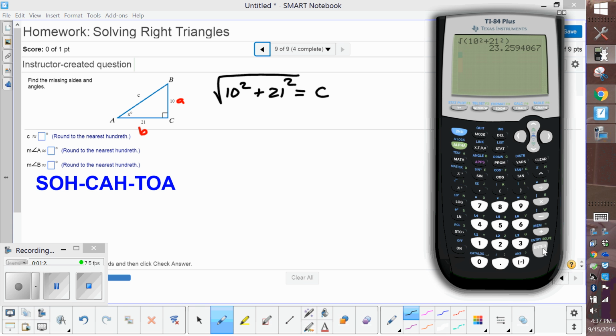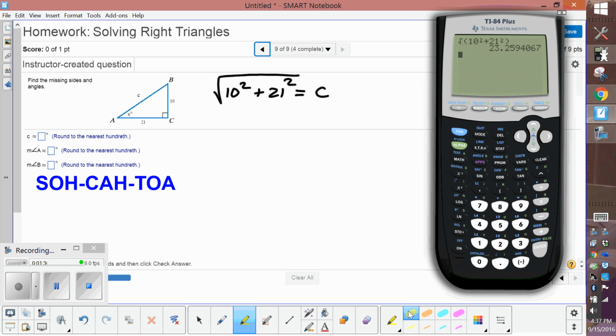Okay, let's do the rest of the problem. I'm going to go ahead and get rid of this. This is the reference angle I'm going to work with, X. We can also call it angle A because of the vertex. This 10 here is considered the opposite. And 21 is considered the adjacent.